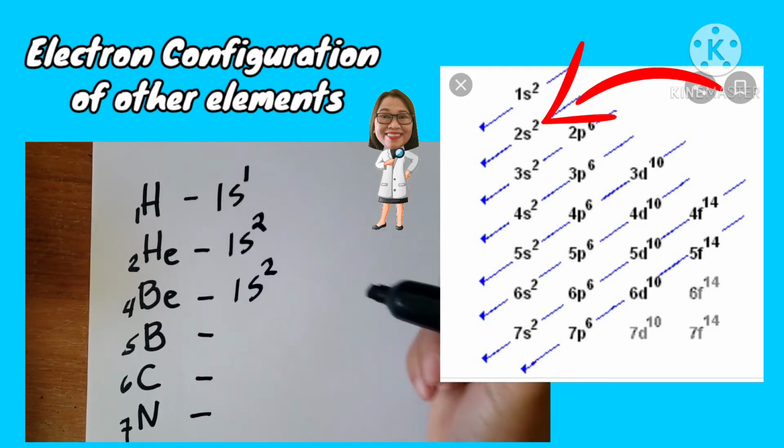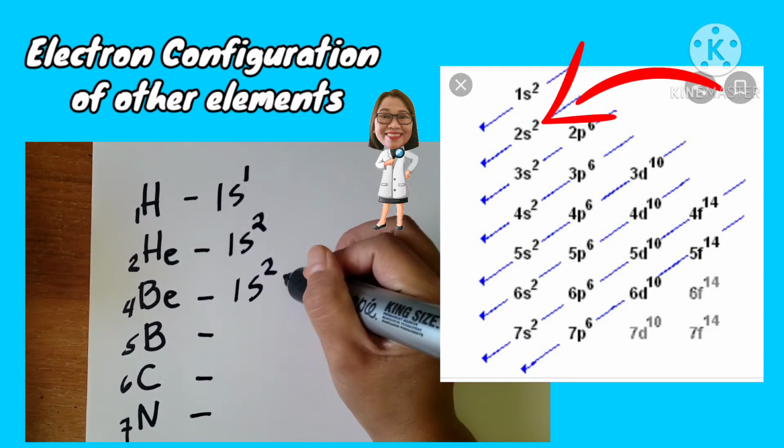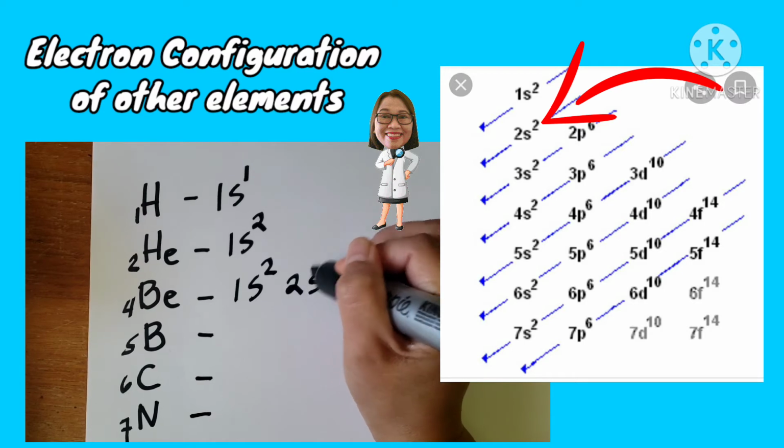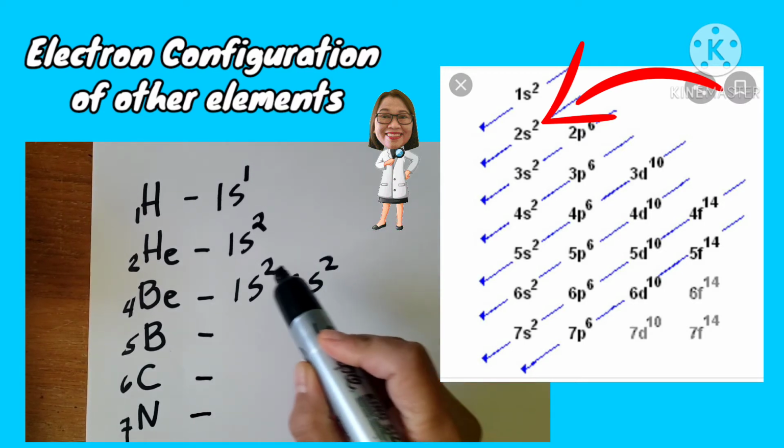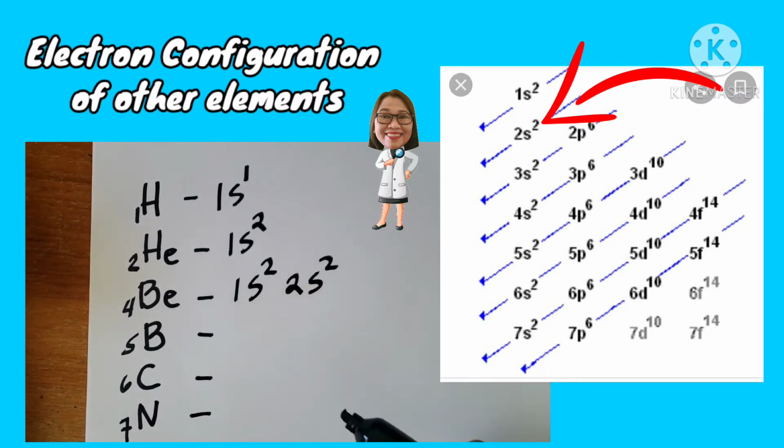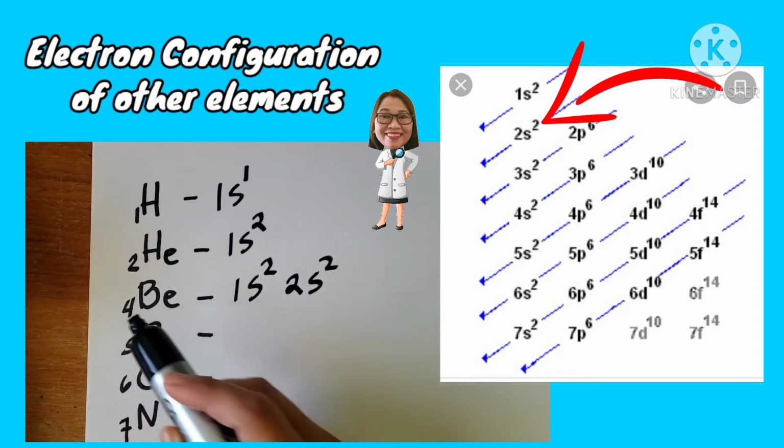And then for beryllium, that will be 1s2. And then I'm going to jump to the next energy level. That will be 2s2. And 2 plus 2 is 4. Alright? So that's the atomic number of beryllium.